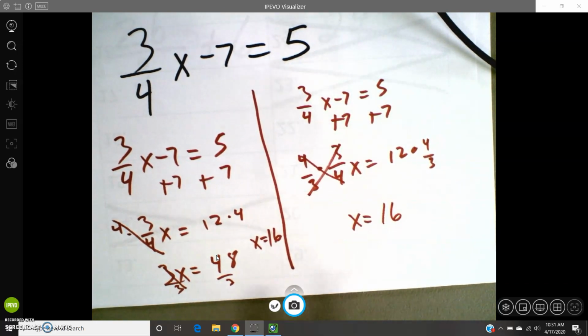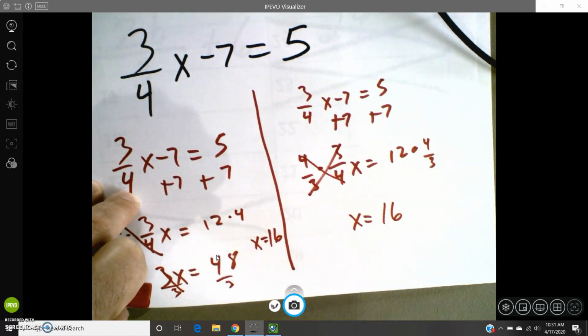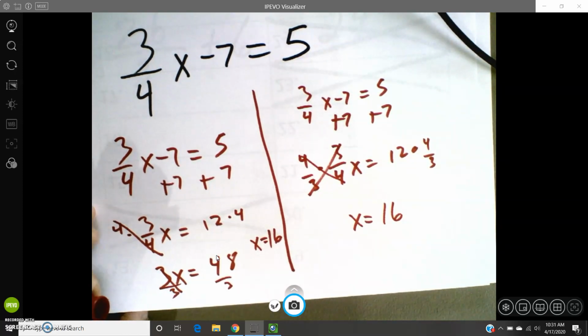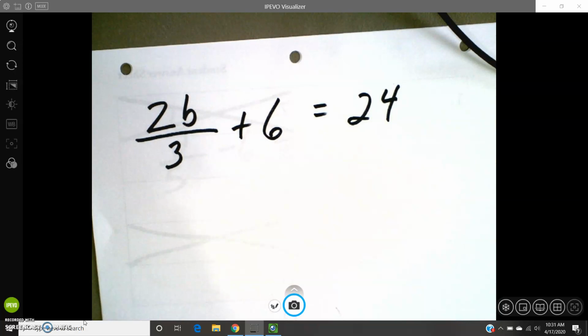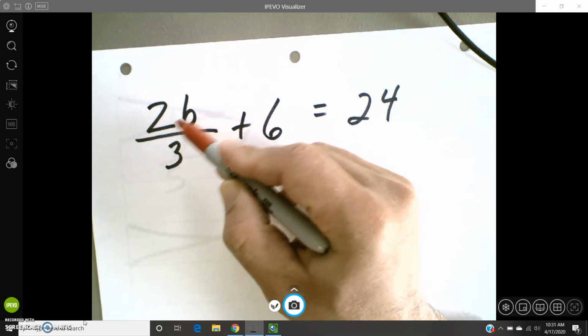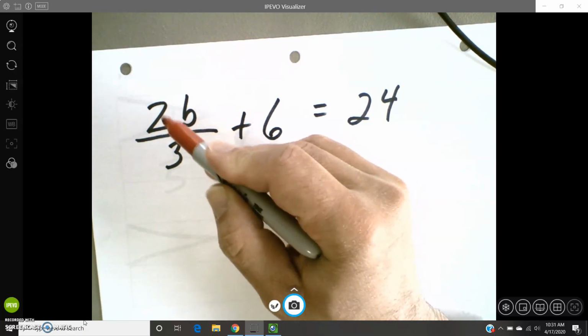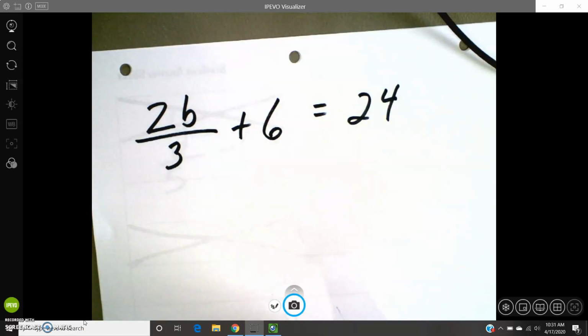I just wanted to show you 2 ways to look at a very standard reciprocal problem, where our coefficient is a fraction. So 2 ways to handle it. All right, the next problem. Again, there's really not much difference between this problem and the last problem. The only difference is our variable is kind of tied to our numerator, but this is still 2/3 b plus 6. It's the same exact thing.